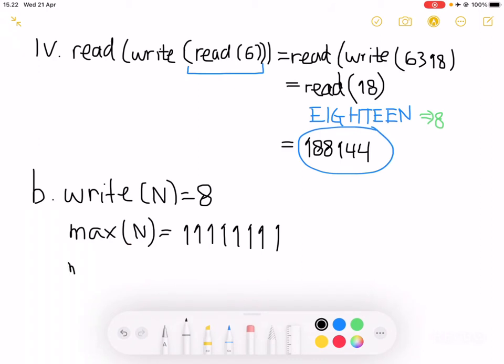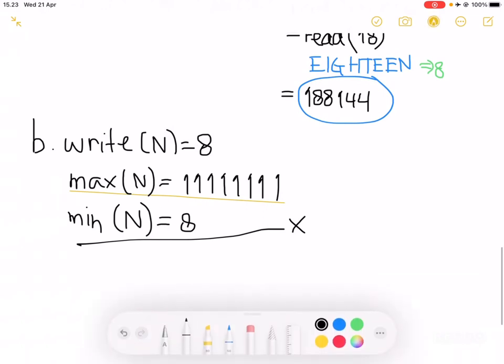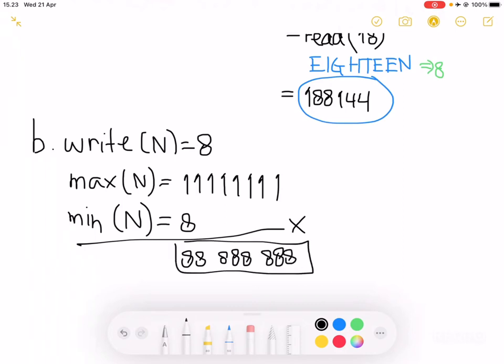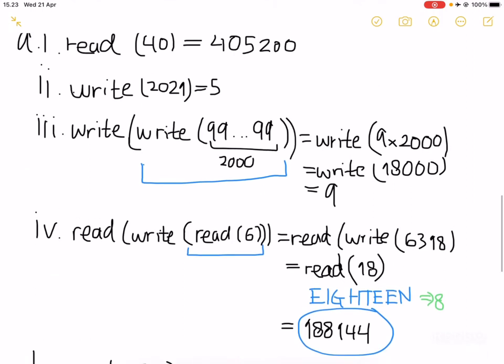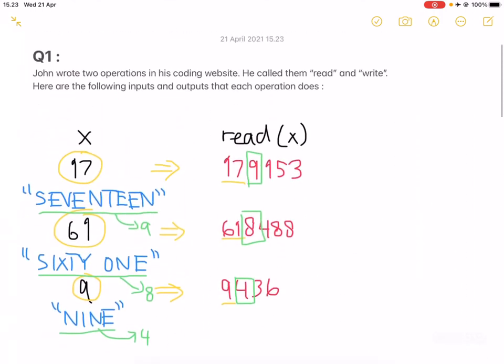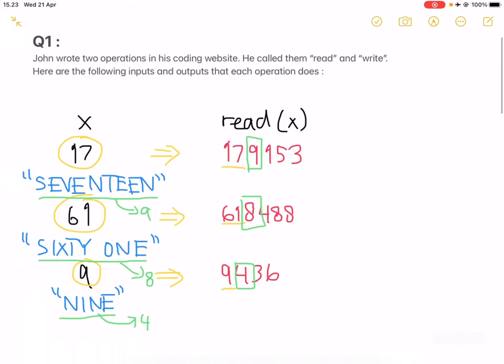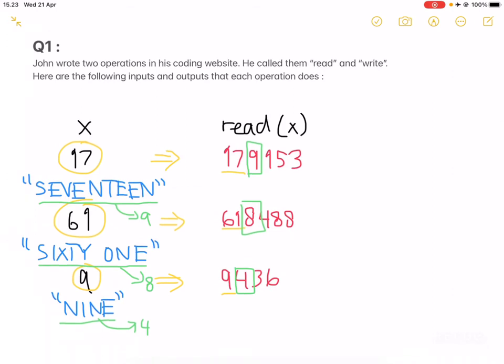On the other hand, the minimum value of n occurs when the number of digits of n is minimized. And we can set the number of digits of n to be 1, and therefore the value of n that satisfies this must be equal to 8. And the product of these two will be 88,888,888. And that is our answer for part B. And that concludes question 1. And that's a pretty long one. Let's just jump into the second question.